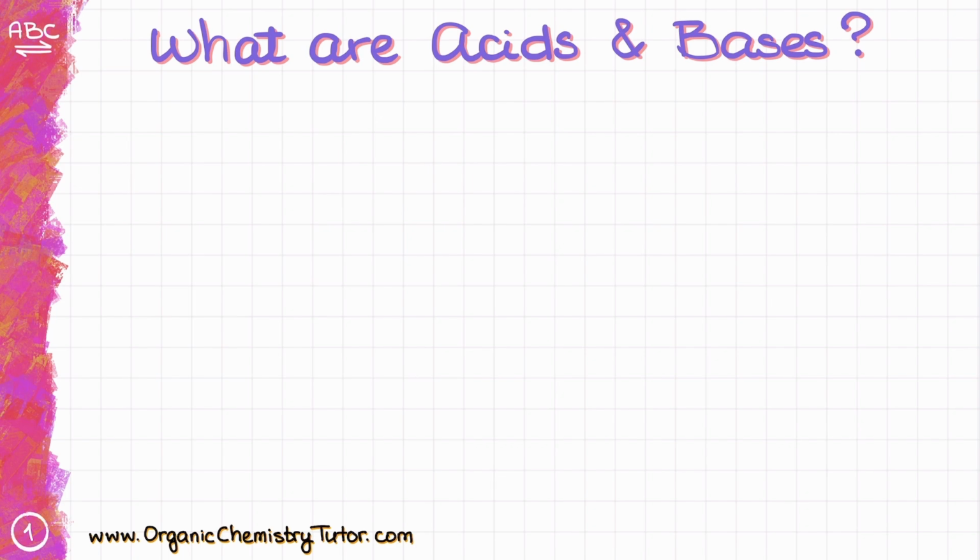The first one is the Arrhenius definition. And according to the Arrhenius definition, acid is something that donates H plus into the solution, while base is something that donates an OH minus into the solution. This definition is very limited and it's only applicable for aqueous solutions, which is obviously not the case in organic chemistry. In organic, we rarely deal with aqueous solutions, which means that we need to look at something else.